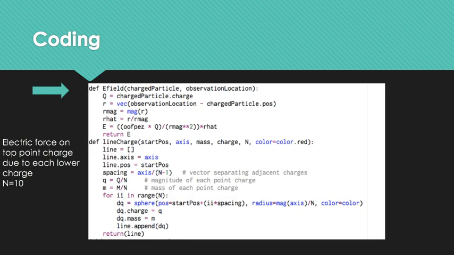Here is a first snapshot of my code. This function called eField calculates the electric force on the top point charge due to each lower point charge. In this case, I had 10 point charges as I divided my piece of tape into 10 smaller pieces. At the bottom of the code, we can see the loop that actually calculates this electric force.